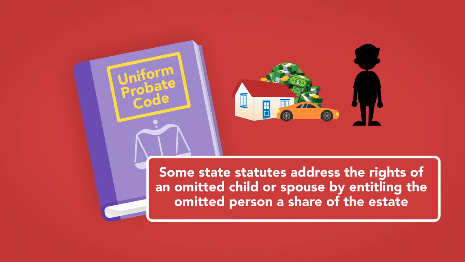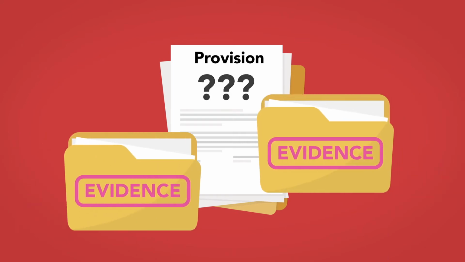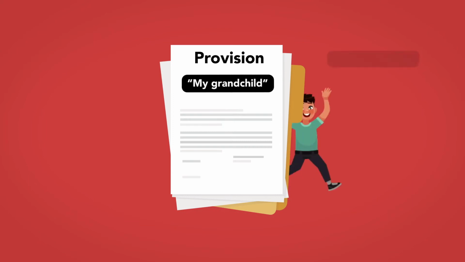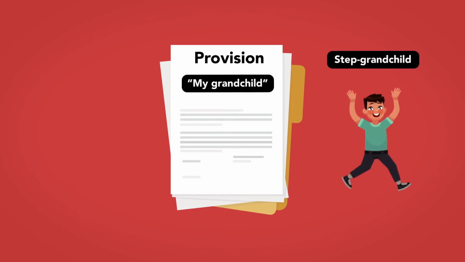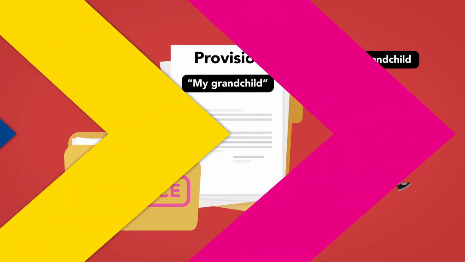An ambiguous provision may be corrected by resolving the ambiguity with external evidence. For example, if a testator devises property to my grandchild but has only a step-grandchild, the ambiguous provision may be corrected if evidence is produced that indicates clearly what the testator's intentions were.